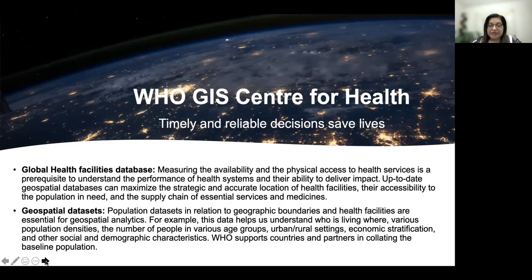Another service area is geospatial datasets, where population datasets in relation to geographic boundaries and health facilities are essential for analytics. For example, this data helps us understand who is living where, various densities of population, the number of people in various age groups, urban and rural settings, economic stratification, and other sociodemographic characteristics. So this service supports countries and partners in collating a baseline population.